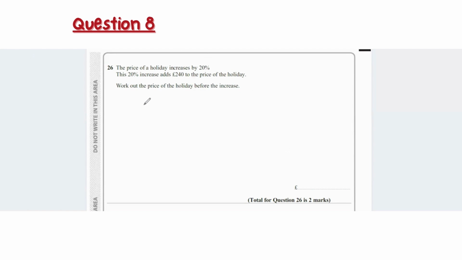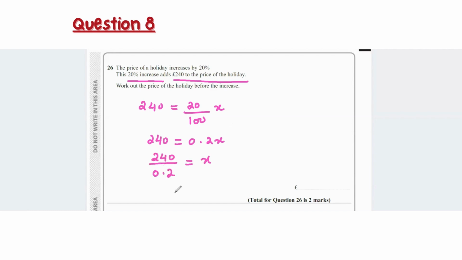So that means 240 is basically representing 20% of x. So that's going to be 240 equals 0.2x, because the 20% increase adds 240 to the price of the holiday. 20% of x is 0.2x. So 0.2x equals 240. 240 divided by 0.2. Move the decimal 1 unit to the right. Same thing over here. So that makes it 2400 over 2.